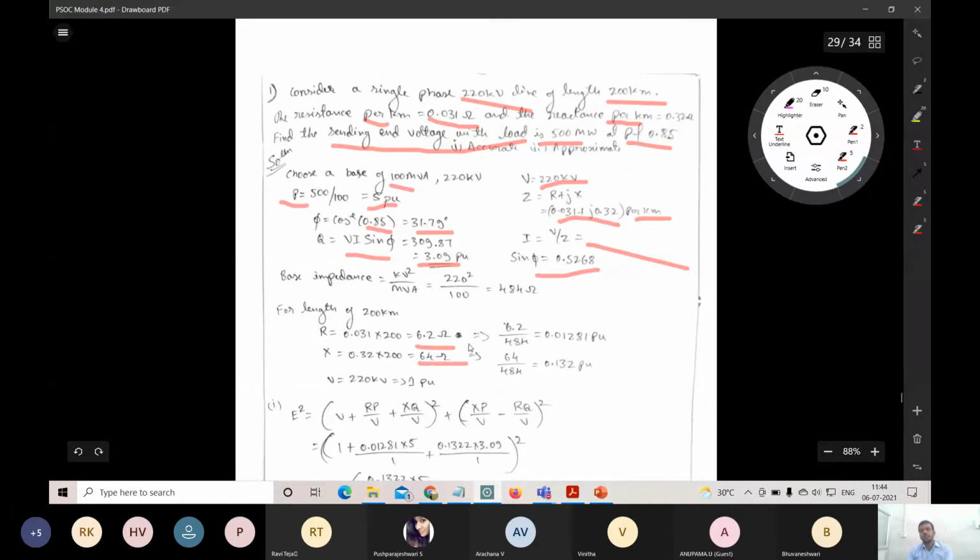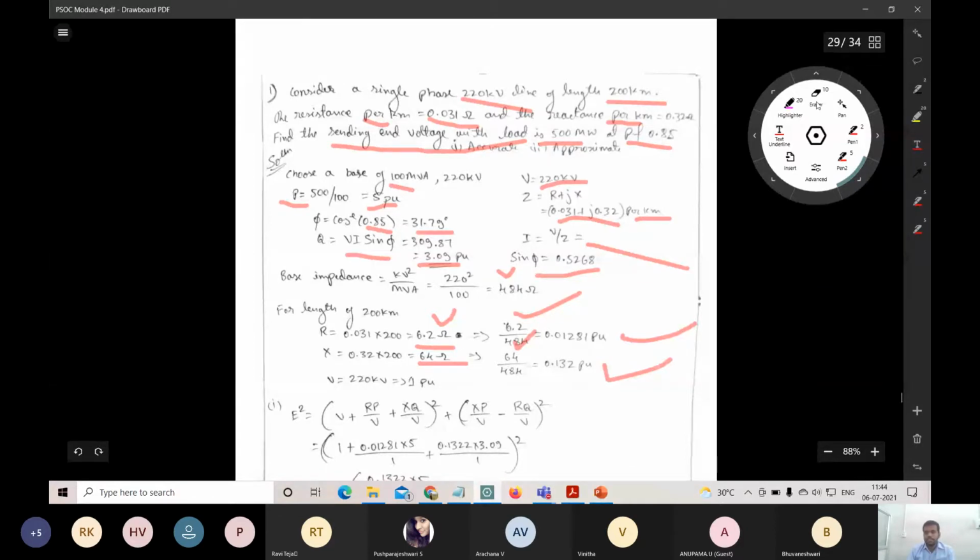If you want to convert that into per unit value, just divide this value by the base value. Real value divided by base value gives you the per unit value. Resistance similarly, and reactance also: 64 divided by 484 gives you 0.132 per unit. This is for V of 220 kV. Now consider 220 kV as your 1 per unit, right? This is for 1 per unit.